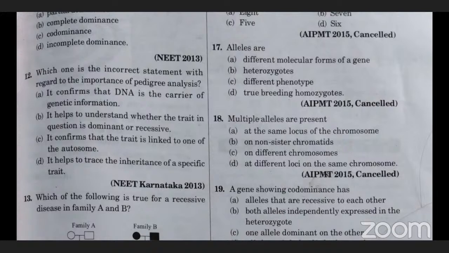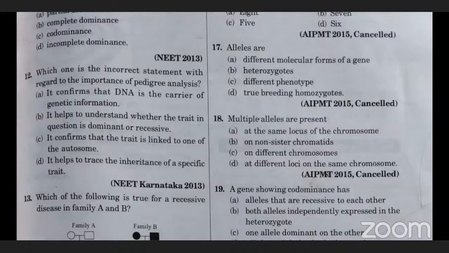That is the question. Your options are: it confirms that DNA is the carrier of genotypic information; it helps to understand whether the trait is dominant or recessive; it confers the traits linked to one of the autosomes; pedigree analysis helps to trace the inheritance of a specific trait. Your answer is A, because pedigree analysis confers that DNA is the carrier of genetic information.